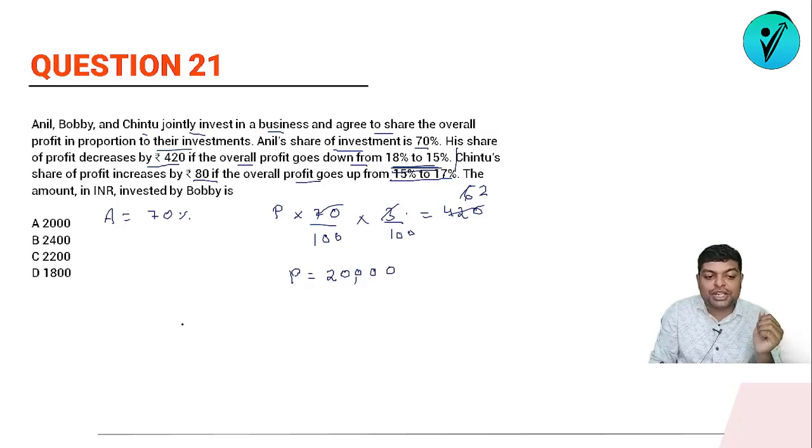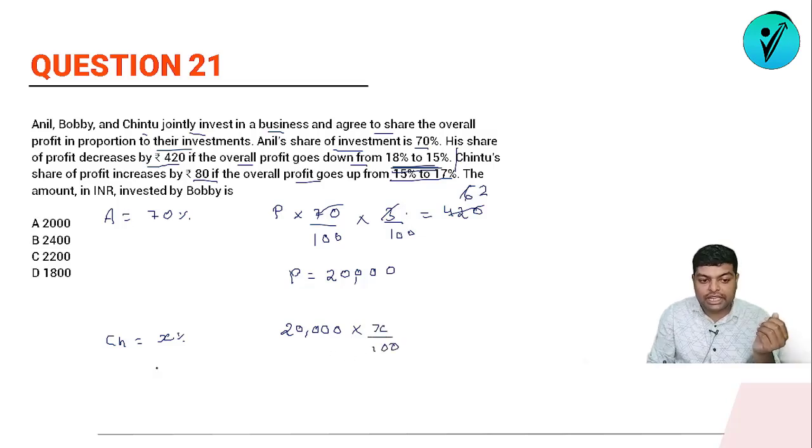कि पहले तो चिंटू का शेयर क्या होगा? Whatever will be the Chintu share. Suppose Chintu has invested X% of the money. So the share of Chintu will be what? 20,000 ka he will be getting X%. If Chintu has invested X% of the money, matlab 20,000 ka Chintu will be getting X% of that. And because of increment in the percentage by 2%, his profit is changing by 80 rupees.